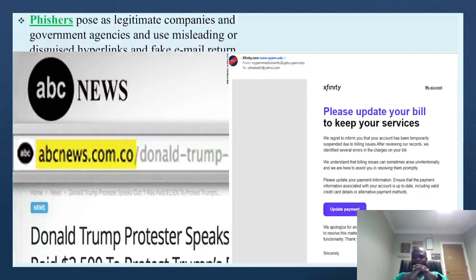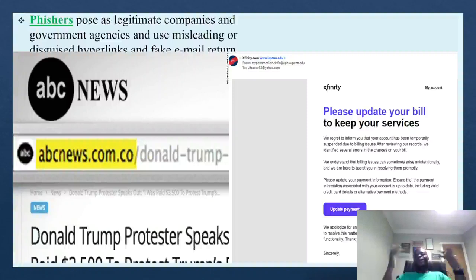From Xfinity. Xfinity is a member of Comcast, but Xfinity, we regret to inform you your account is temporarily suspended. We identify several errors in the charges of the bill. You can update your payment. You click on that, they got your information. How do we know? Because look, it says Xfinity.com, www.upenn.edu.